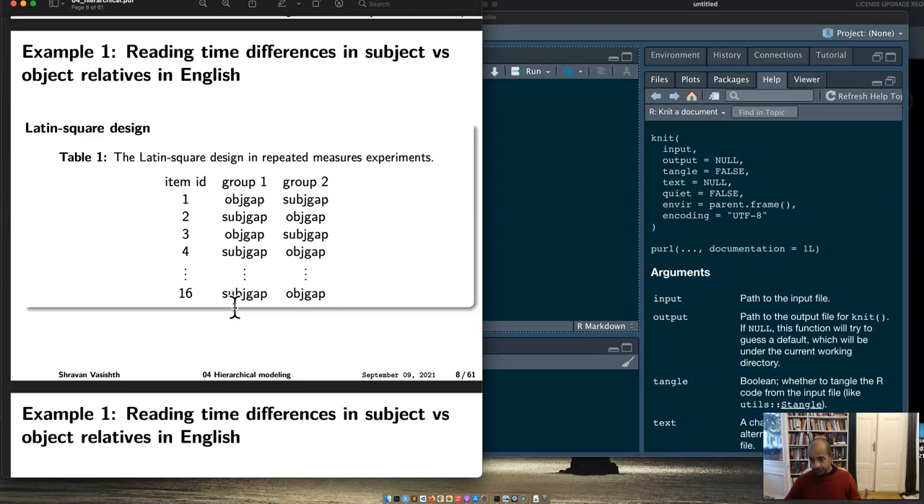So if there were 4 conditions, you would have 4 groups. If you had 8 conditions, you would have 8 groups. If you had 16 conditions, you would have 16 groups. If you had 32 conditions, God forbid, you would have 32 groups, right? So that would be the setup.